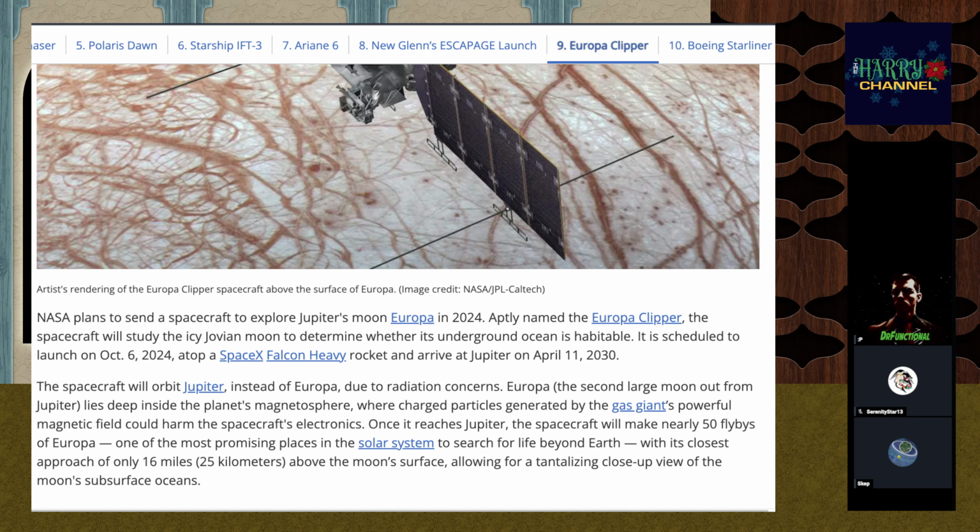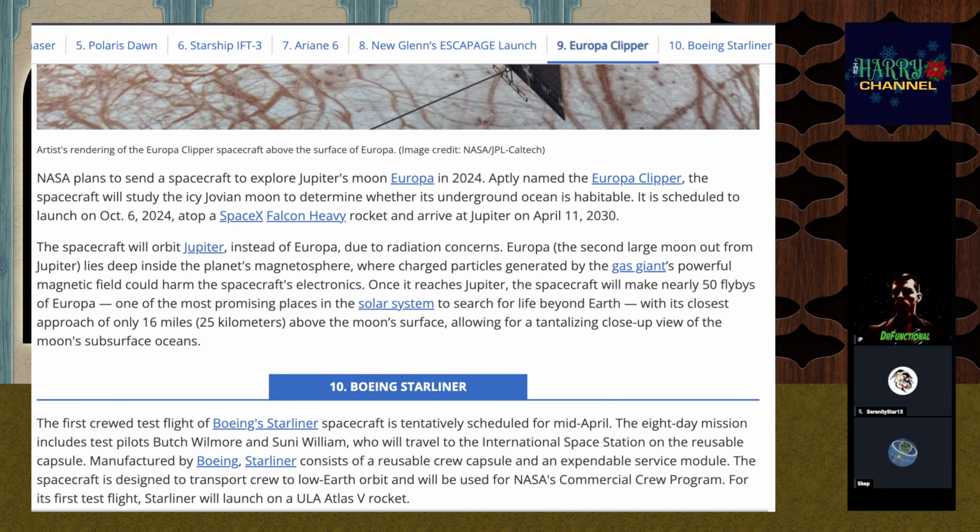Well, it's going to orbit Jupiter, and it's going to do 50 close flybys. So it's just going to dip in, take some measurements really close to the surface, hopefully and not get high resolution. They're looking at 25 kilometers as the closest. So close. That is so close.